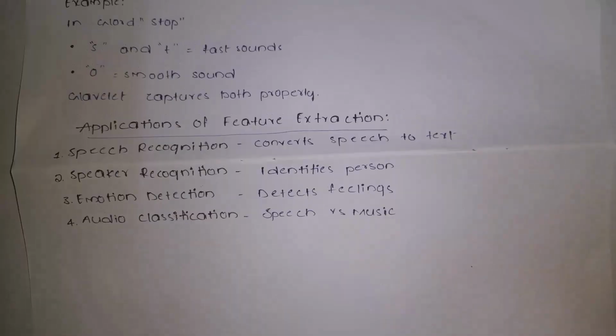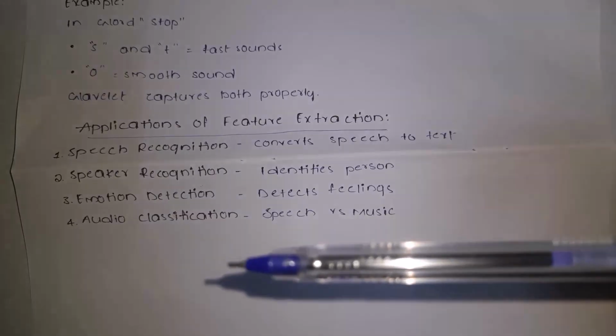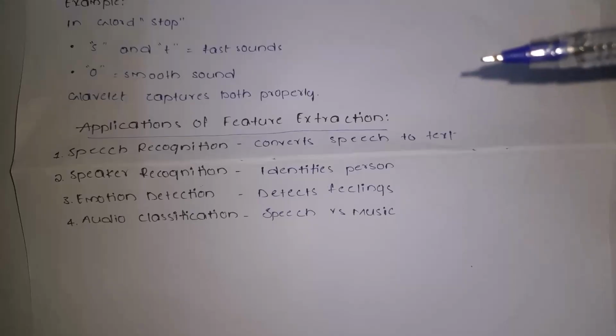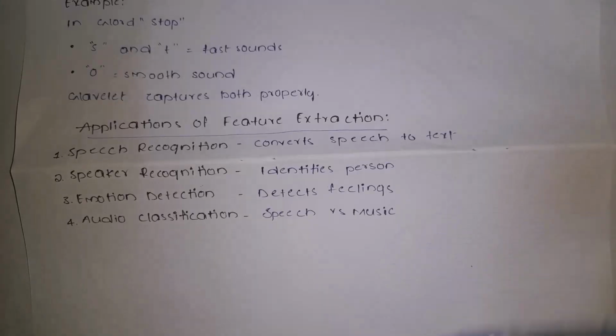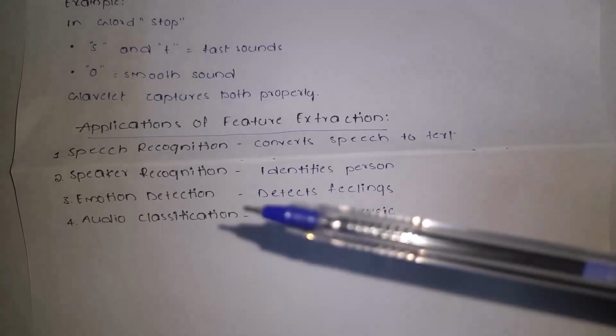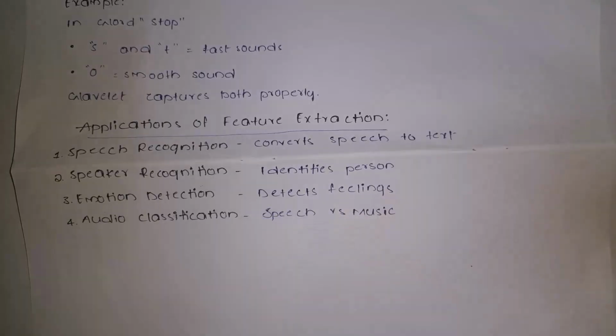By using feature extraction techniques, the system can recognize speech. That is nothing but the system can convert speech to text, and based on prosodic features, the system can identify who is the person speaking. The system can also detect emotion, whether the person is angry, sad, happy, etc. And the system can also classify audio, whether the audio is speech or music.